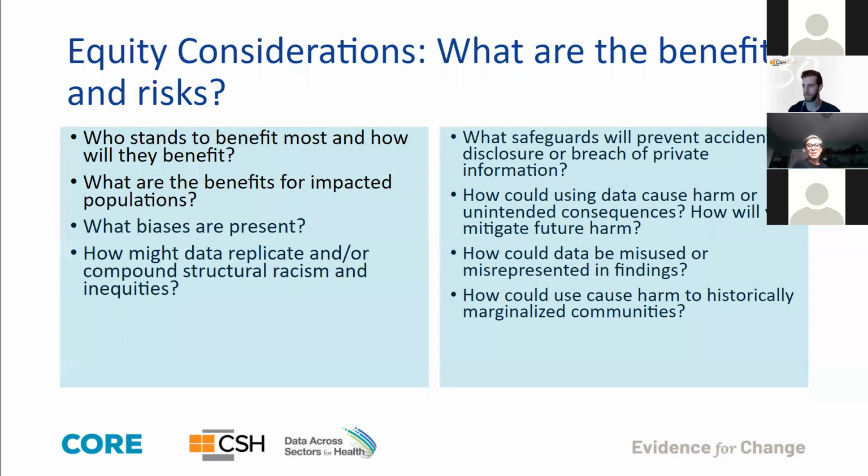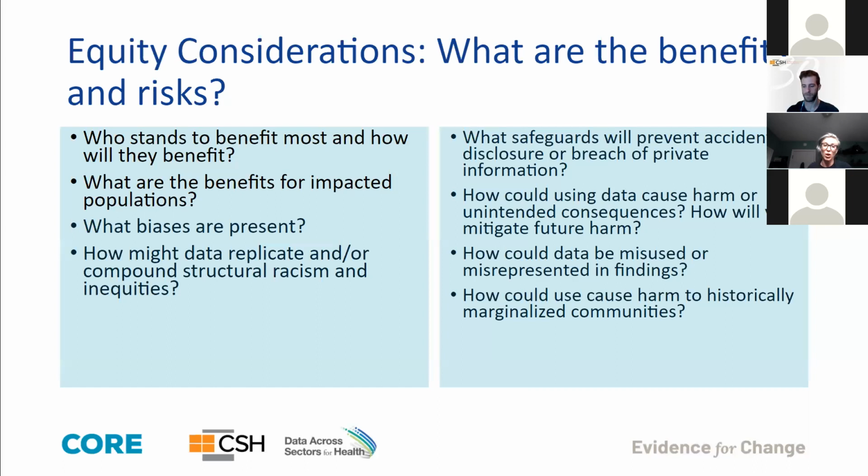Risks and benefits are another key part of that equity overlay within your use case. So what are the benefits? What are the risks? Who stands to benefit most? What are the benefits for impacted populations, or the biases that are present for those populations? How might data replicate or compound structural racism and inequality? What safeguards do you have? And how could data be misused or misrepresented in findings?